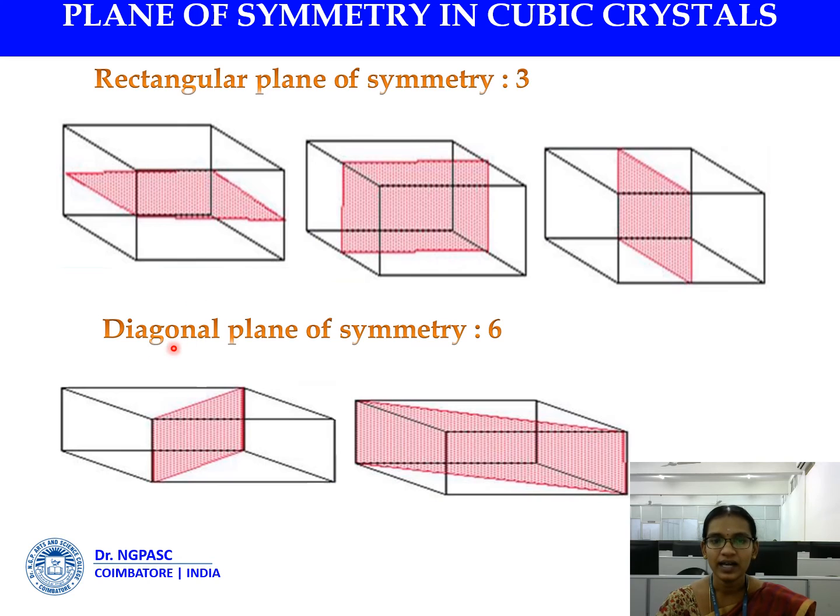Then the diagonal plane of symmetry is 6. We have to cut the cube in a diagonal way, like this and like this. We can get 6 similar diagonal planes of symmetry. Therefore, the rectangular plane of symmetry is 3 and the diagonal plane of symmetry is 6.